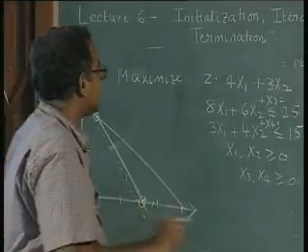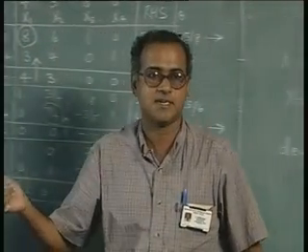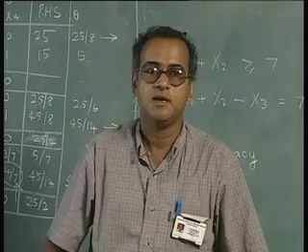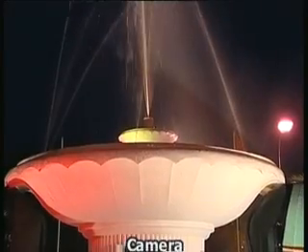So we have seen one aspect of termination which is alternate optimum here. We have already seen degeneracy. There are still two more things to be seen, unboundedness and infeasibility, which we will see in the next lecture.